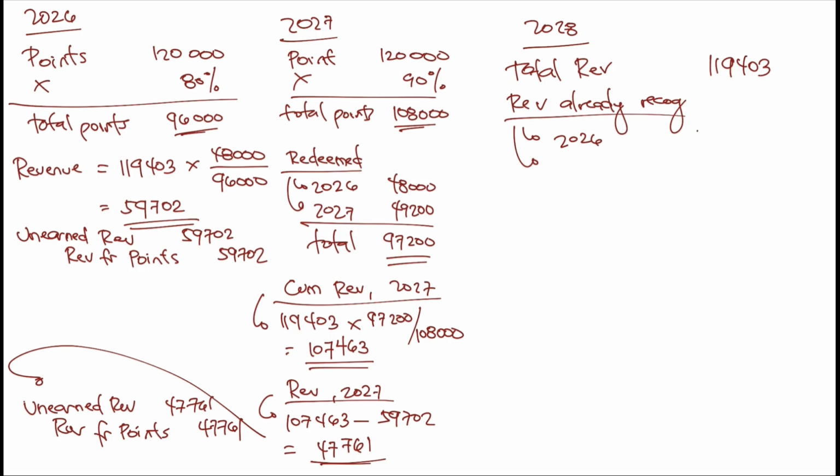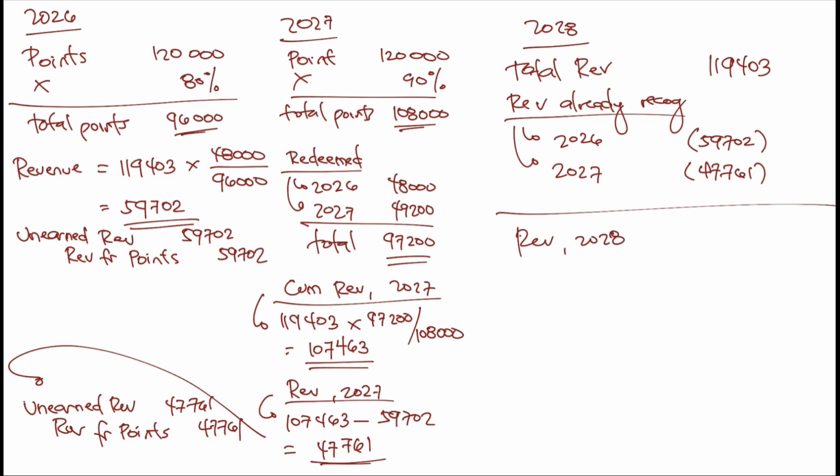So, 2026, ilan yung na-recognize natin? That's 59,702. For the year 2027, nakapag-recognize tayo ng 47,761. Therefore, for the year 2028, magkano po ang kailangan pang i-recognize? 119,403 minus 59,702, then minus 47,761, or that's equal to 11,940. So, to journalize, that's debit unearned revenue equal to 11,940. Then, credit revenue from points, which is equal to 11,940.